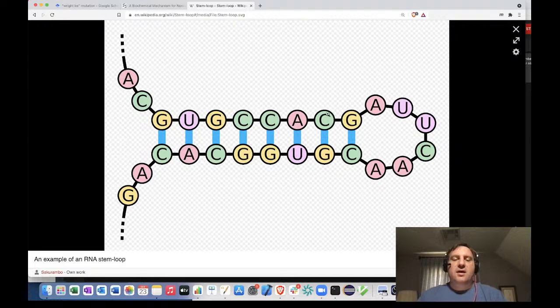Anyway, the other thing to recognize is it's actually the degeneracy of the genetic code that allows for these stem loop structures to exist. So it's interesting to think about how the fact that multiple different base triplets code for the same amino acid allows for some freedom in where these stem loop structures are made.